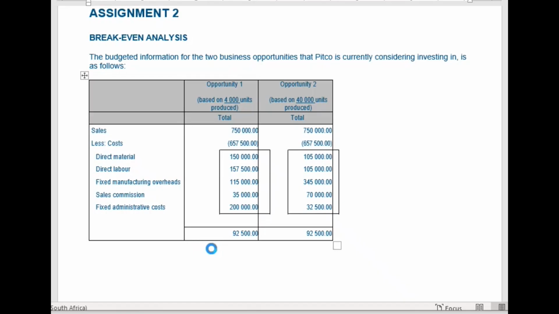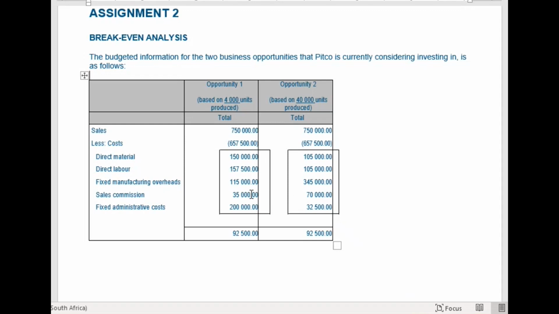So now they give you the sales. The sales is the same and the cost is the same. So now you're thinking, why on earth do I even need to compare it? But you need to compare it because the fixed and the variable cost will change based on the fact that it's based on different units, and so these underlying costs will be different.